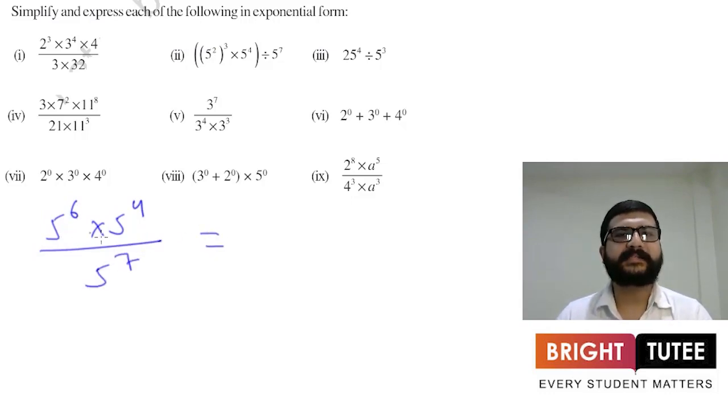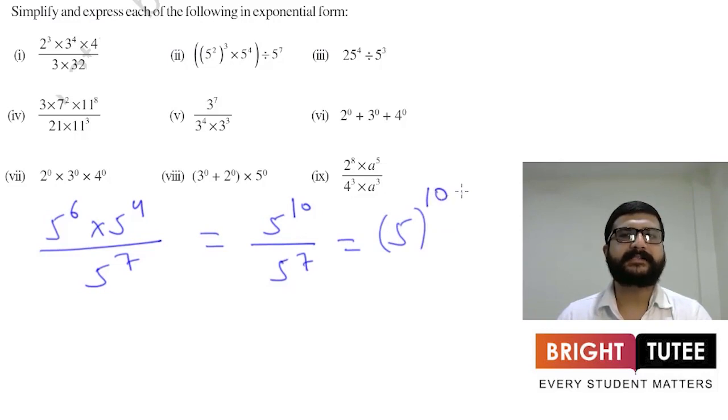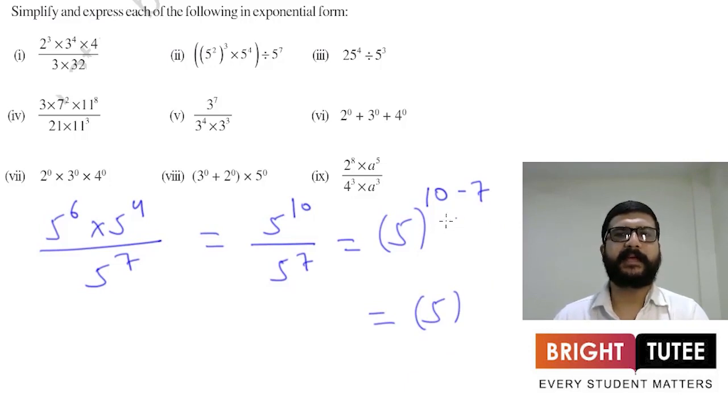5 to the power 6 into 5 to the power 4. Now here we are multiplying two powers with same base. So this will be same base and powers will be added, or exponents will be added. 6 plus 4 will be 10. So this is 5 to the power 10 divided by 5 to the power 7. Now here we are dividing two powers with same base. So we'll keep the base same and exponents will be subtracted, that is 10 minus 7. Now this will give us 5 to the power 10 minus 7 is 3.